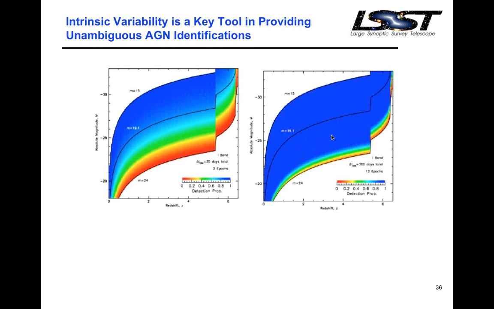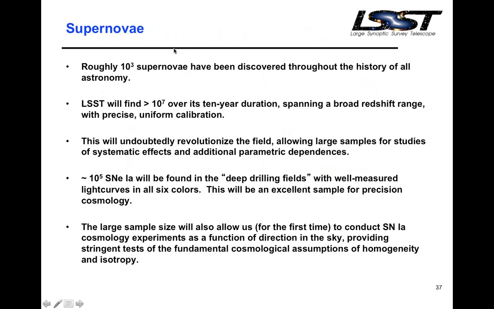Okay, let me turn to supernovae. Roughly 1,000 supernovae have been discovered throughout the history of all of astronomy. LSST will find something like 10 million over its 10-year duration, spanning a broad redshift range with precise uniform calibration. That will undoubtedly revolutionize the field, allowing large samples for studies of systematic effects and additional parametric dependencies. We'll have something like 100,000 supernovae in what we call deep drilling fields, which will have very well-measured light curves in all 6 colors. And of course, that's an excellent sample for precision cosmology.